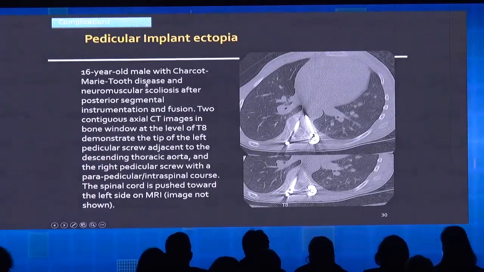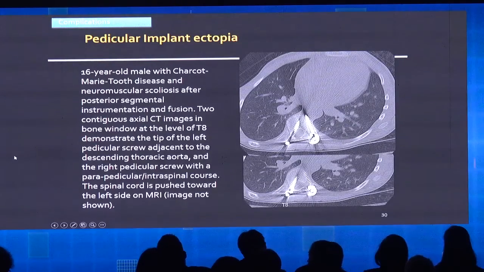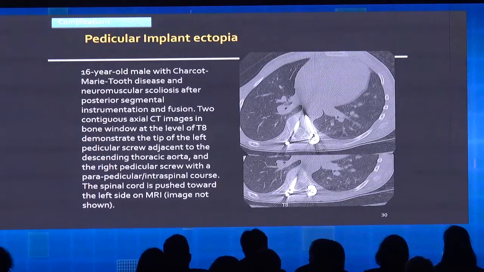A little bit more worrisome is that you can have a pedicular implant ectopia. It goes with how the surgeon is placing the pedicular screws. He's drilling a very thin hole at the posterior cortex of the pedicle, then advancing a probe gently to get to the vertebral body. Then he is advancing a screw, and the screw is supposed to follow the path of least resistance and to advance in the vertebral body.